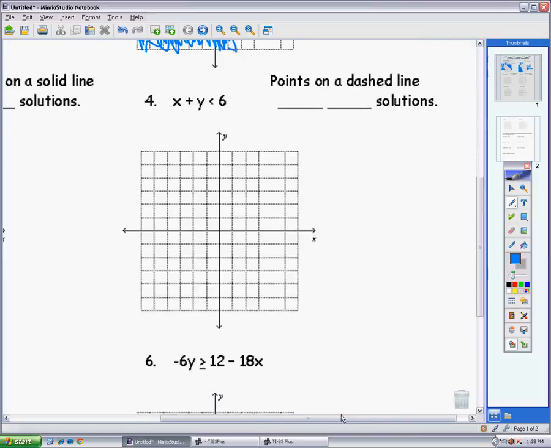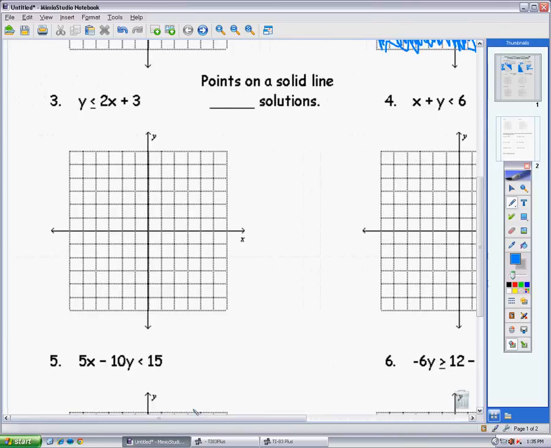Alright, number 3. Points on a solid line, they are solutions. Those are points that can be used to make the inequality true. So again, we're going to start at our y-intercept. That's going to be up at 3. And my slope is 2. And I can rewrite that as 2 over 1. So that means the pattern between my points is going to be up 2 to the right 1. I'm going to repeat that pattern by going the opposite direction.